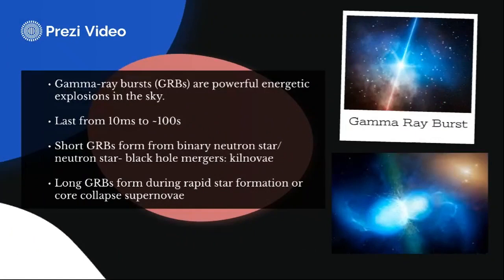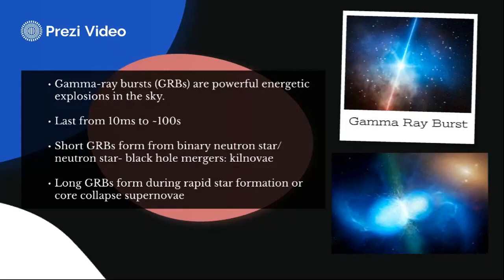Gamma ray bursts, or GRBs, are powerful random explosions in the sky which release huge amounts of energy. Since their discovery, GRBs are perhaps the most mystifying phenomenon in astrophysics. A GRB can last for the duration of 10 milliseconds to a few hundred seconds. They can emit as much energy as our Sun will emit in its entire 10 billion year expected lifetime.